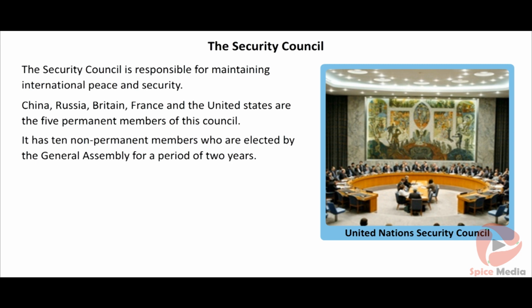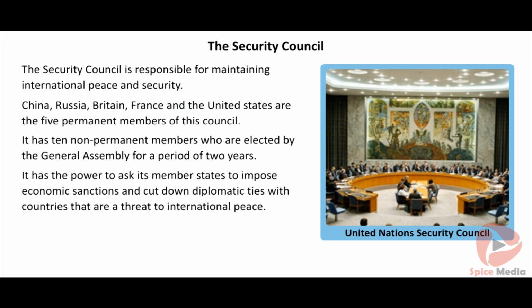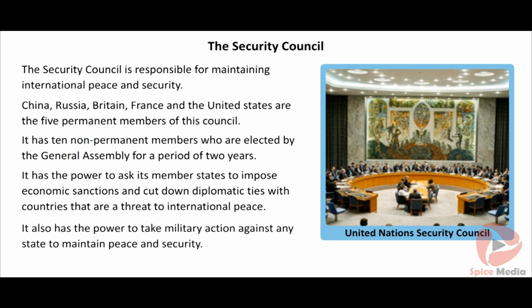It has 10 non-permanent members who are elected by the General Assembly for a period of 2 years. The Security Council has great powers, and all the member states have to follow the decisions taken by the Council. It has the power to ask its member states to impose economic sanctions and cut down diplomatic ties with countries that are a threat to international peace. It also has the power to take military action against any state to maintain peace and security.